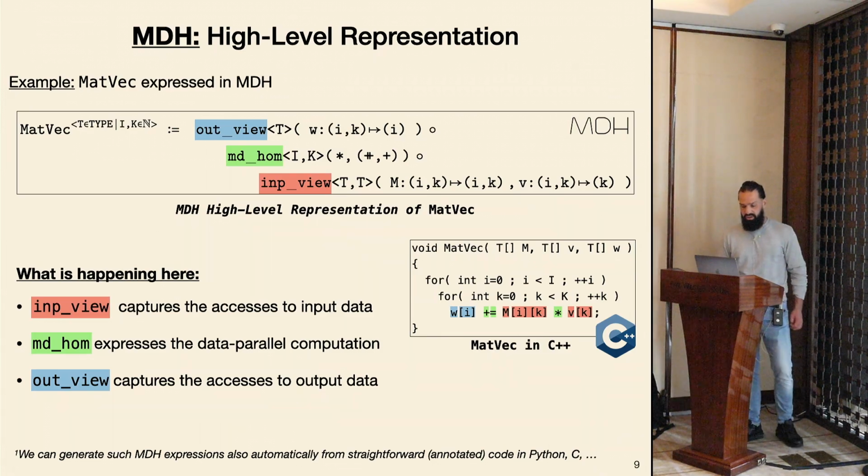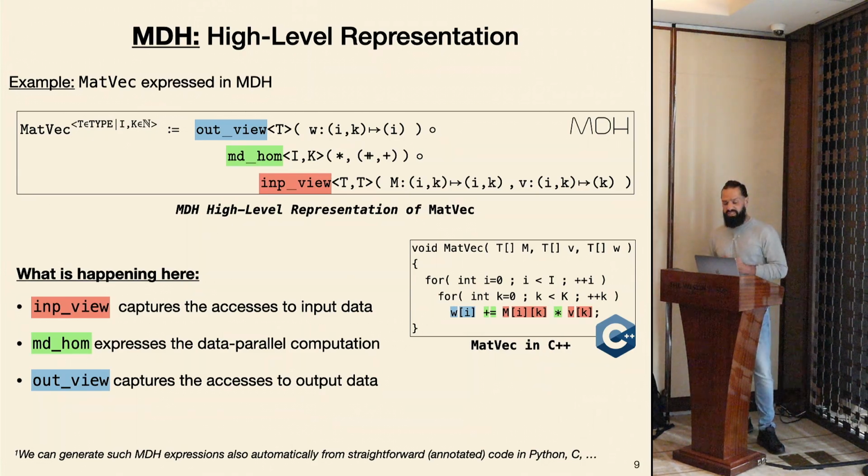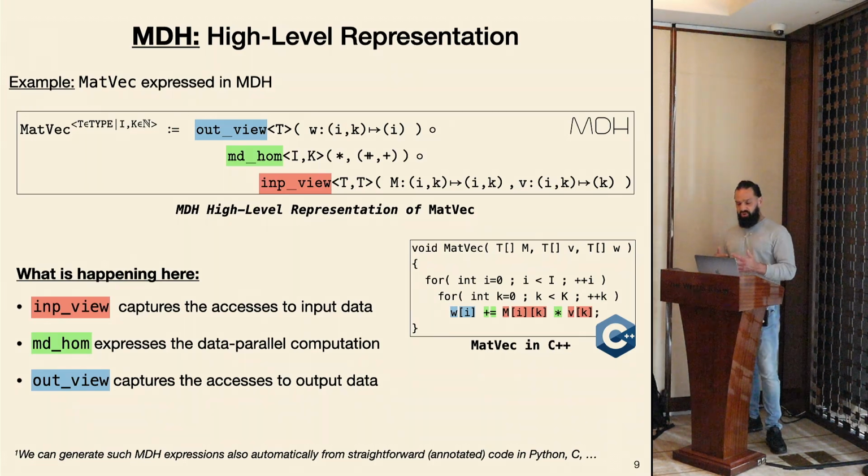Okay, and I think I stopped at the output. The output view is trivial in this example, but for example in matrix multiplication, the output view can be used to store the result matrix as transposed or the like in a very structured way.